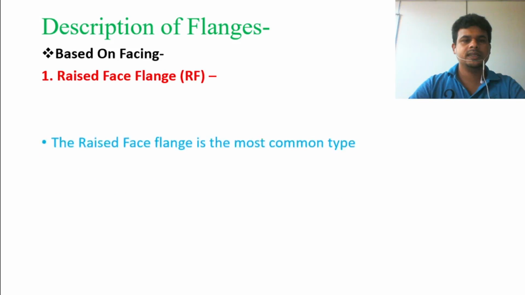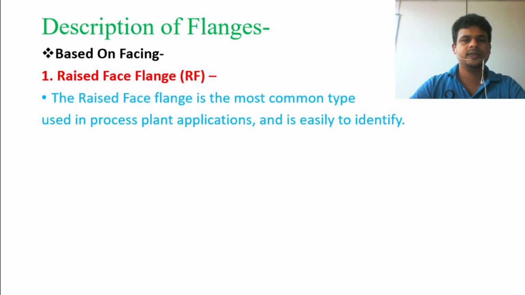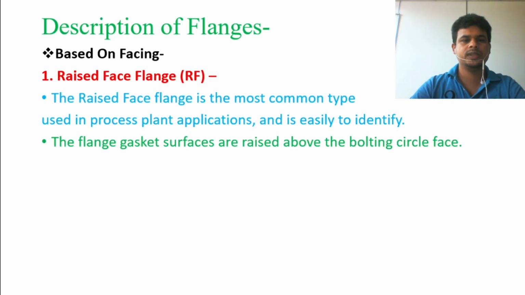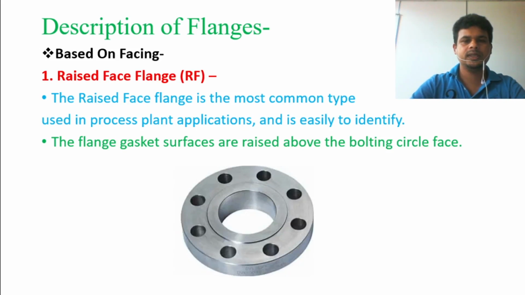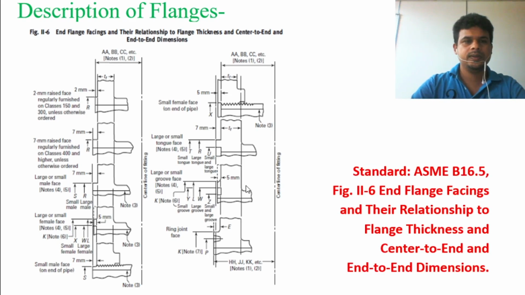So the raised face flange is the most common type used in process plant applications and is easy to identify. Second thing, the flange gasket surface is raised above the bolting surface face. You can see from these pictures, this is the actual flange. This is the raised face, around 2 mm height from the main flange. So let's see what the height is here.